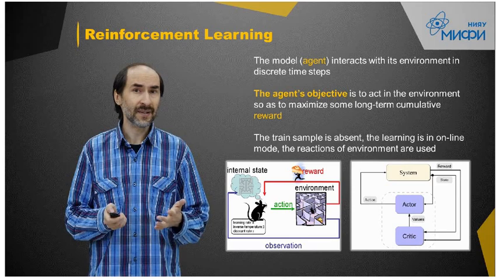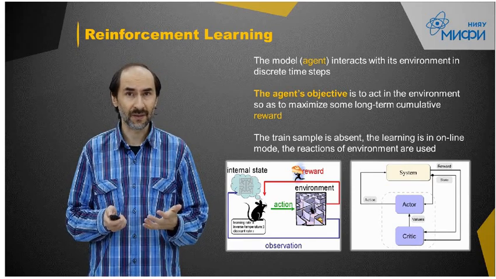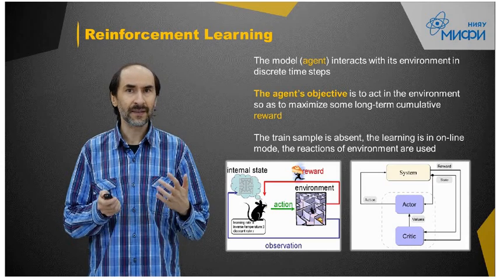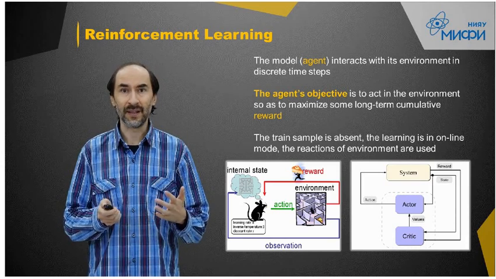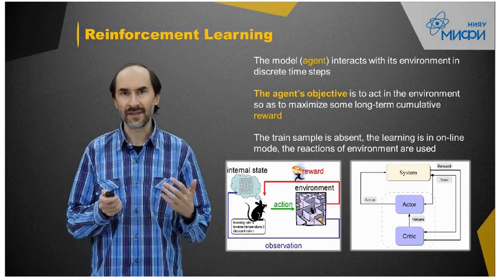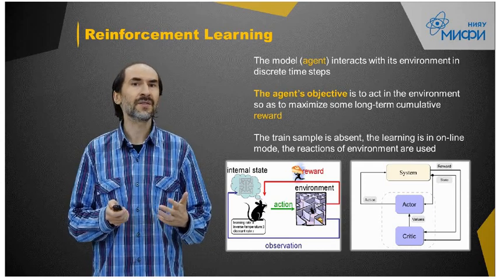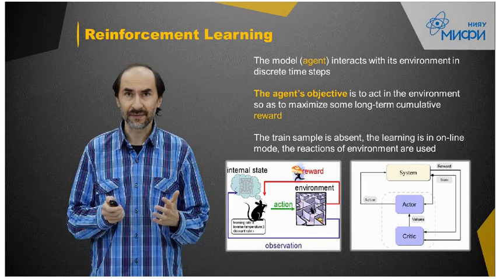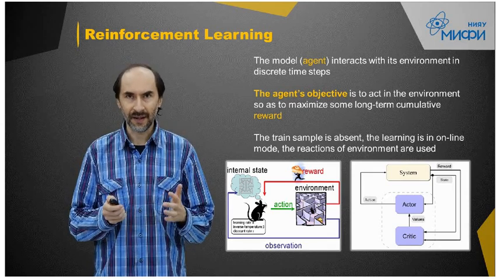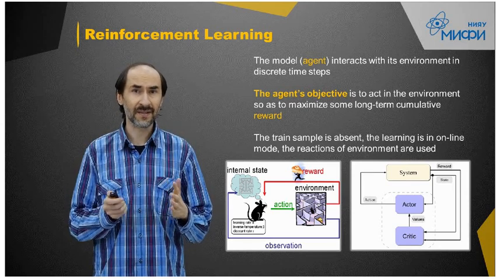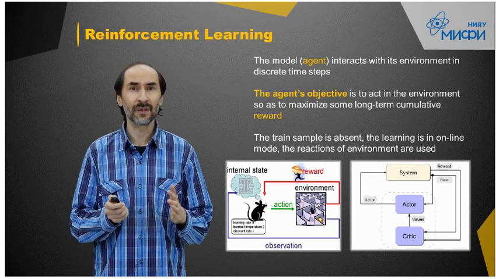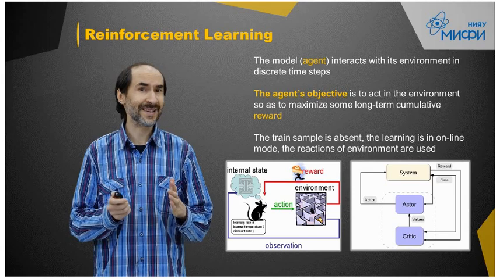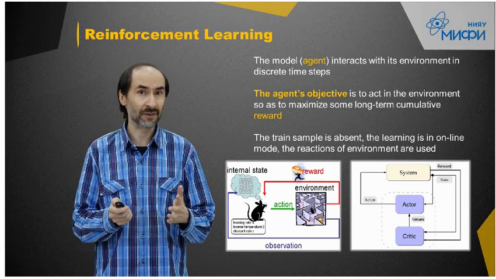The next interesting paradigm is reinforcement learning. It's rather different from others. Here, the model called agent interacts with its environment and learns how to do it better. The agent's objective is to act in the environment so as to maximize some long-term cumulative reward. The problem in reinforcement learning is how to estimate this long-term reward.